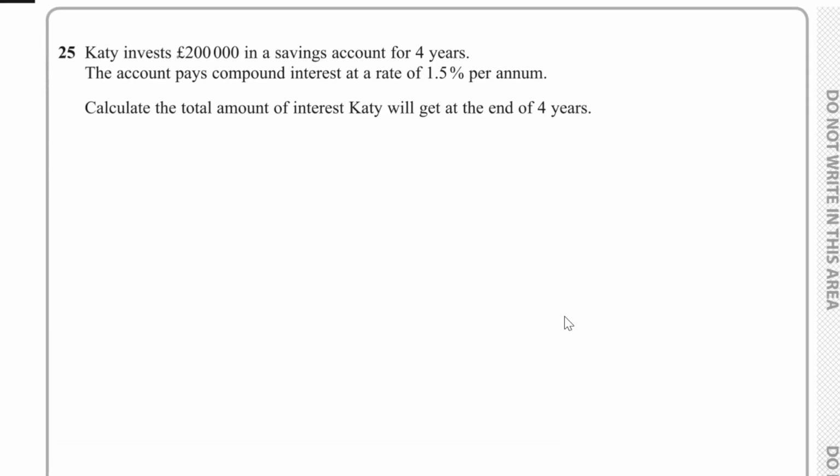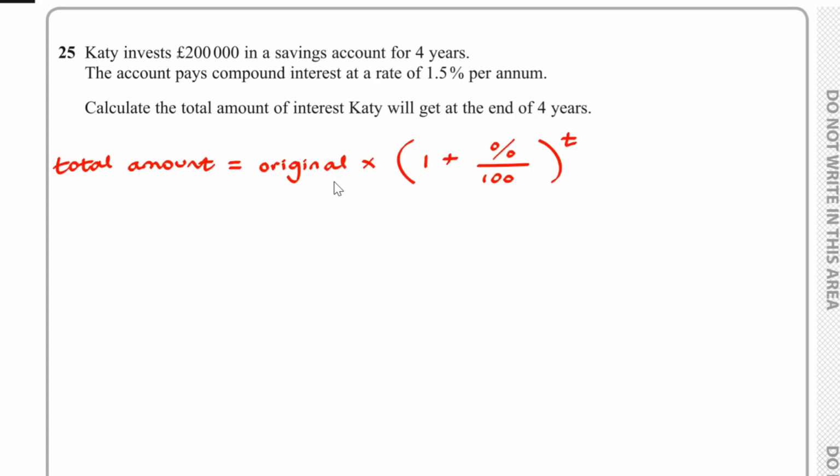Question 25. Katie invests £200,000 in a savings account for 4 years. The account pays compound interest at a rate of 1.5% per annum. We have to calculate the total amount of interest Katie will get at the end of the 4 years. So for the total amount, we have the following formula. The total amount is equal to the original multiplied by 1 plus the percentage over 100 to the power of t. So the original amount, that's 200,000. And then the multiplier, that's 1 plus 1.5 over 100 to the power of t, so he's investing for 4 years.